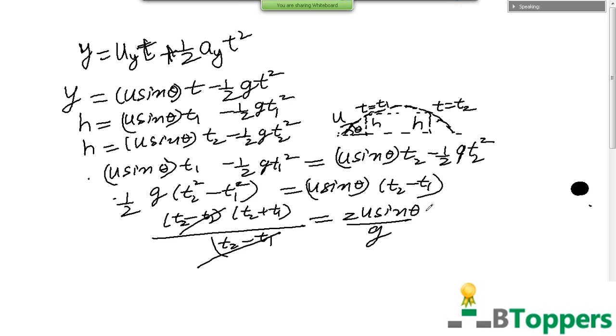Therefore, t1 plus t2 will be equal to the time of flight. So if the projectile is found at the same vertical height h at the instant of time t equal to t1 and t equal to t2 respectively after projection, the time of flight of the projectile is given by capital T equal to t1 plus t2.